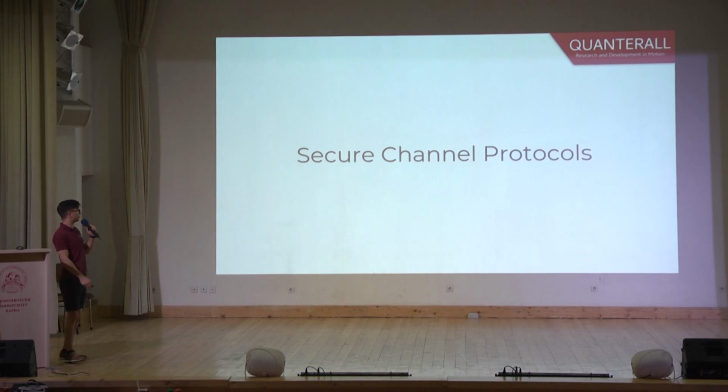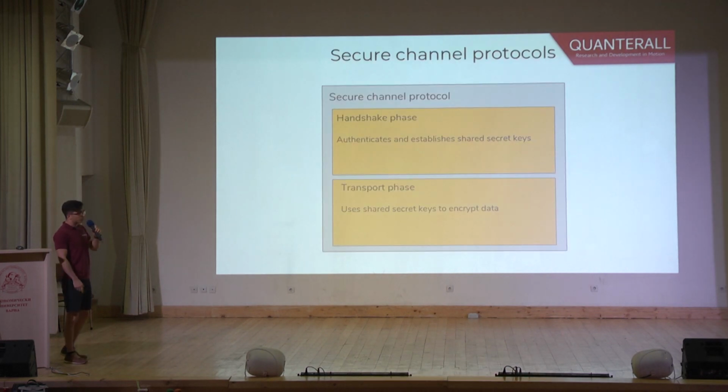So let's go back to secure channel protocols. In a secure channel protocol, I'm just going to explain in a simple way what it actually does and what components it has. We basically have two main components of the secure channel protocol: the transport phase and the handshake phase. The transport phase is quite simple. This is the phase where, when we have already created our shared secret key, we just encrypt our data and send it back and forth between, let's say, Alice and Bob.